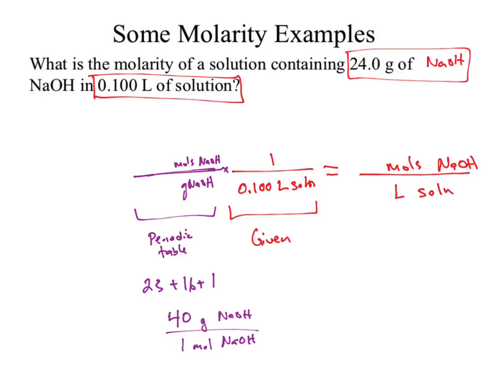The periodic table tells me that relationship. How do I use that in my conversion factor? What shows up in front of moles? Let's look in red at the thing that says moles of sodium hydroxide. What shows up in front of that? 1.